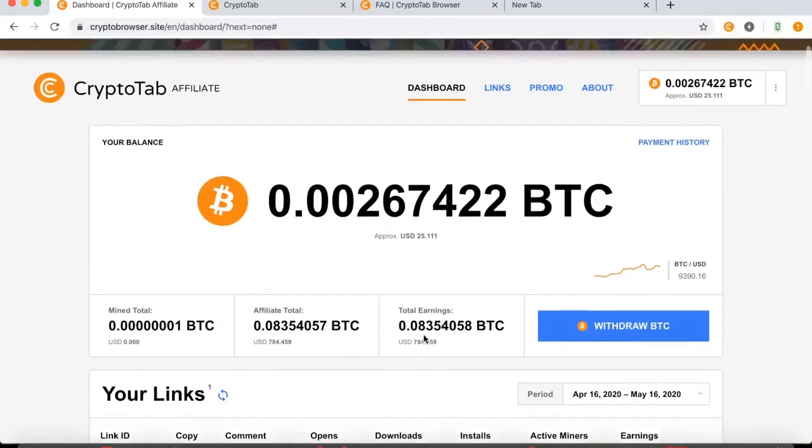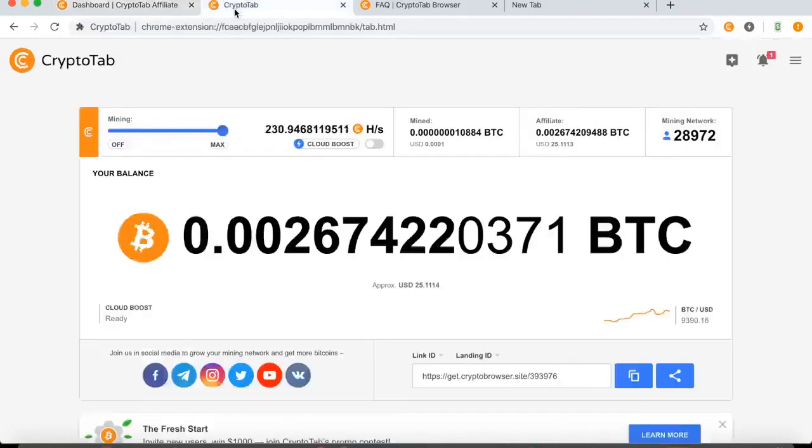Now, you may be wondering, how do you earn Bitcoins on your computer? How do you mine them? And it's actually very simple. So when you get onto the browser, you have to download a browser that is specific for Cryptotab, and it's just called the Cryptotab Browser, and you're going to be brought onto this screen after you download it.